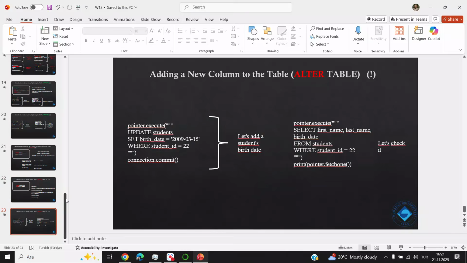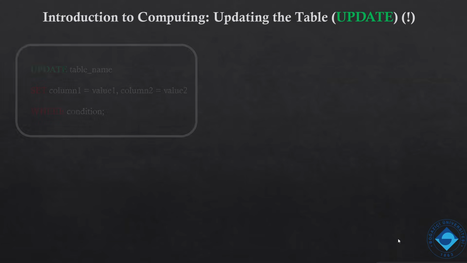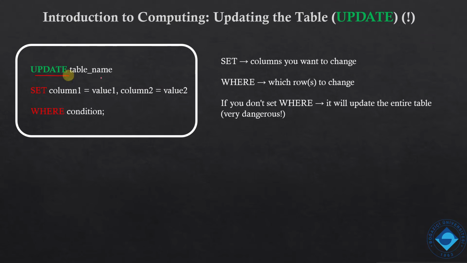Okay, now we can continue with updates. Comment here. It is our main skeleton again. We are writing UPDATE, your table name, it is students, if you remember, and SET column 1 equal to value 1, column 2 equal to value 2, and your condition. Here SET columns you want to change. We are putting here, right? And WHERE, which rows to change.